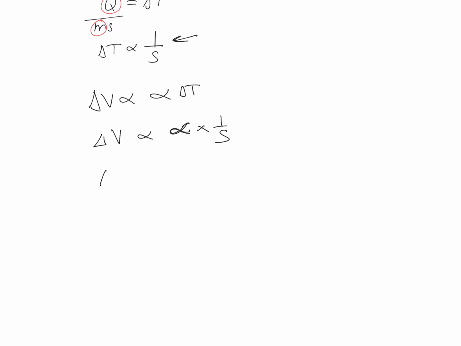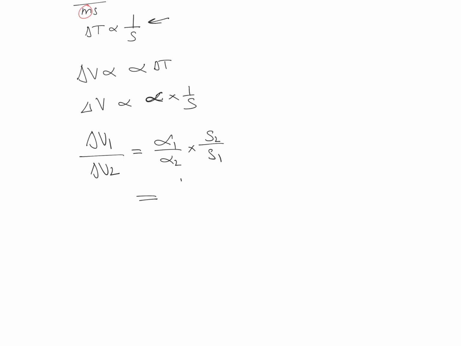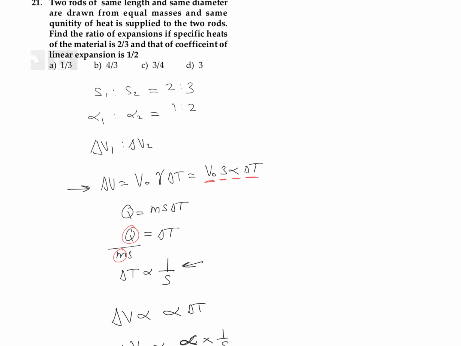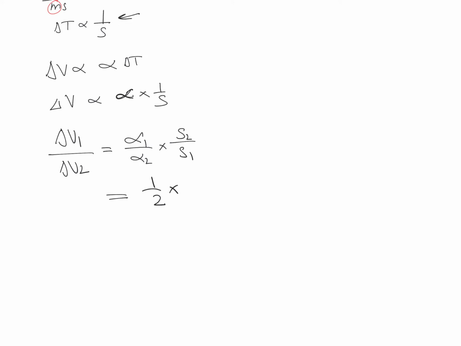So we can write the change in volume in the first case divided by the change in volume in the second case is equal to alpha in the first case divided by alpha in the second case, into the specific capacity in the second case by the specific capacity in the first case. Now in the question the value of alpha 1 by alpha 2 is given as 1 divided by 2, and s2 divided by s1 is given as 3 by 2. So we can put in these values, and the ratio is going to be 3 divided by 4.